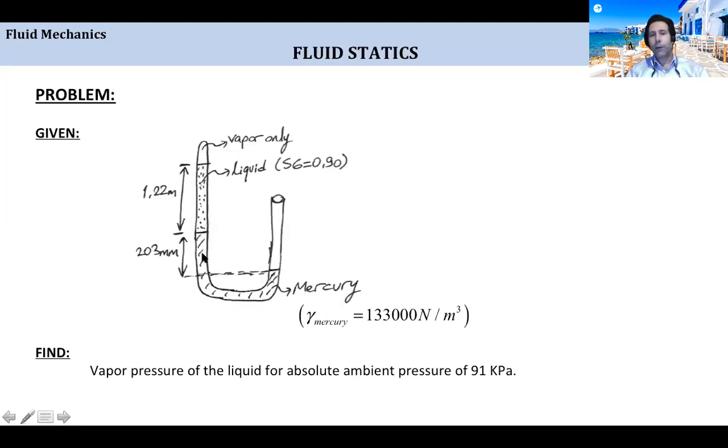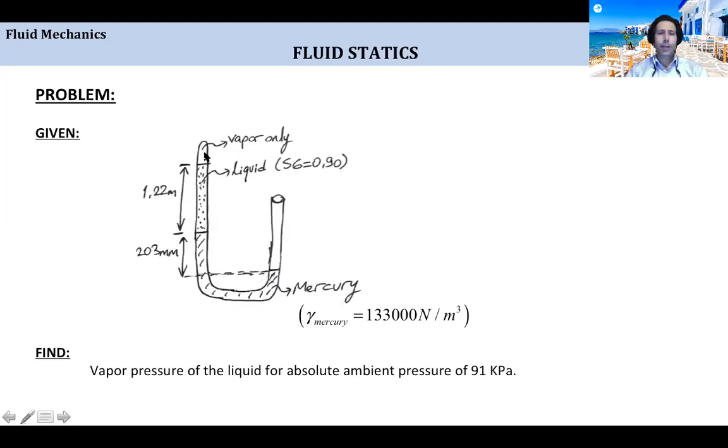And you also have mercury as the manometer fluid. The specific weight of mercury is given here, 133,000 Newton per meter cubed. Since the specific weight of mercury is very large, it is typically a very desirable manometer fluid. This is the liquid that you want to measure the vapor pressure of.